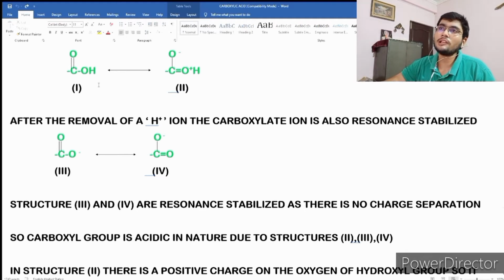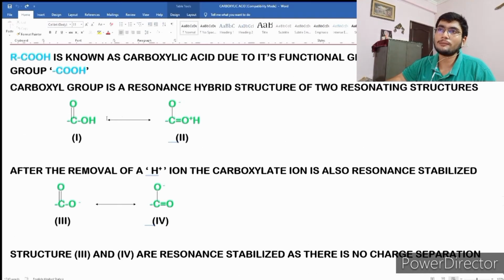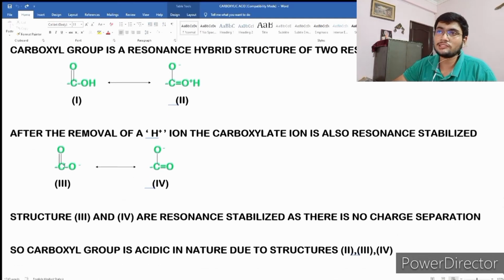You see in the above resonating structures of the carboxyl group, these two structures do not have the same stability. This is more stable, this is less stable. But in this case, these two structures have the same stability. That means that this is an equivalent resonance. So this term should be kept in mind.